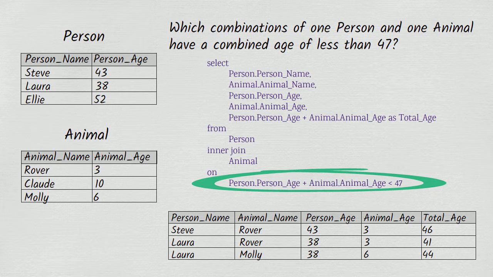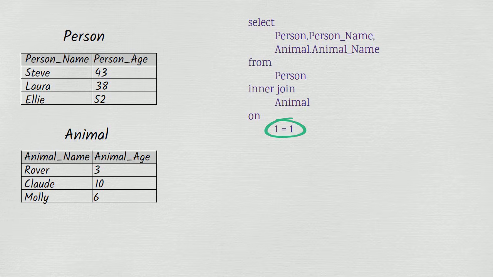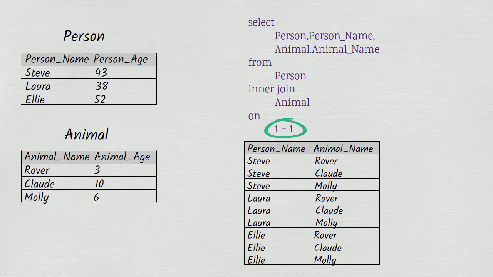But what if we simply want to see the full list of those 9 possible combinations of one person and one animal without any further restrictions? To get a list of the combinations, we can specify a join condition that always evaluates as true, like this. Because the join condition is always going to be true no matter what, every row from person is going to get matched to every row from animal, and we're going to get a result set consisting of all 9 person-animal combinations. This kind of result, which consists of every possible combination of the rows from one data source with the rows from another data source, is known as a Cartesian product.